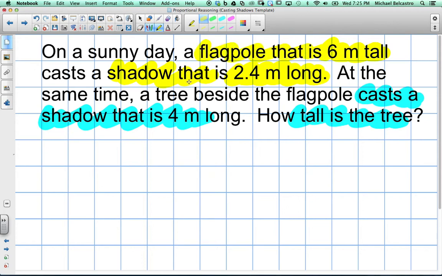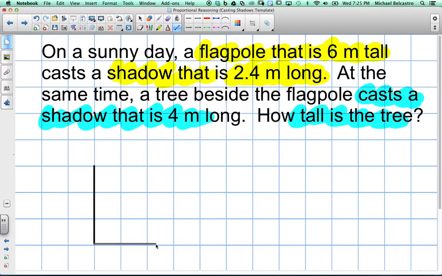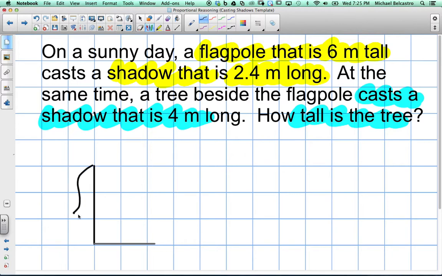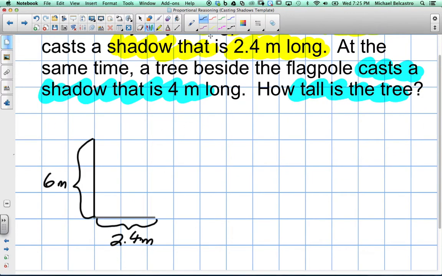Okay, because this one is set up with kind of a visual description, let's try to actually draw this out. So we'll use this line here in black to represent the height of the flagpole. So here's our flagpole here. And then it's going to cast a shadow. Let's put the shadow maybe in gray. Okay, so here's our gray shadow. It said that the original flagpole was 6 meters tall, and that it cast a shadow that was 2.4 meters in length.